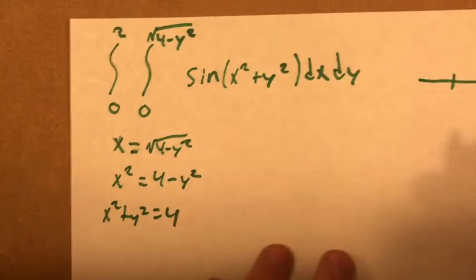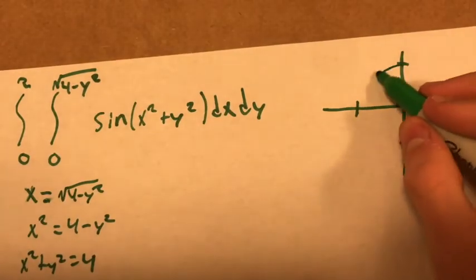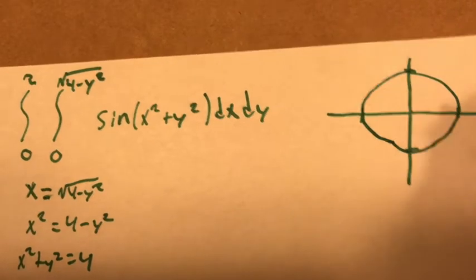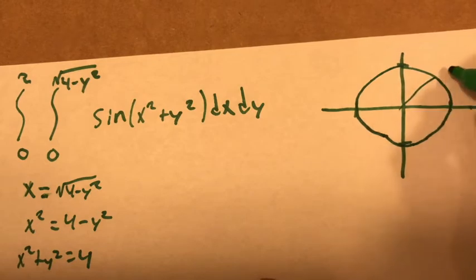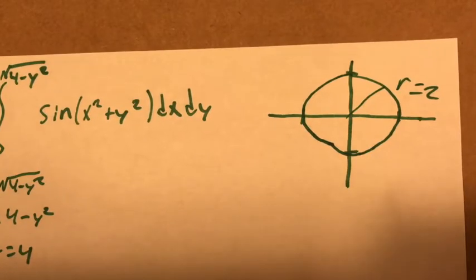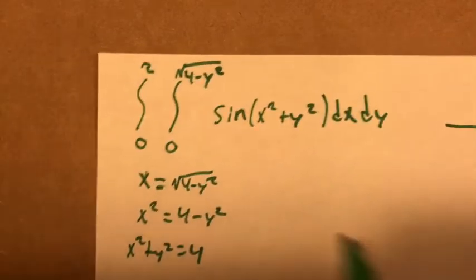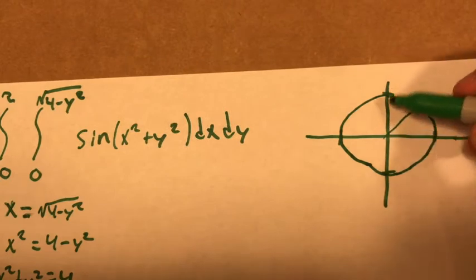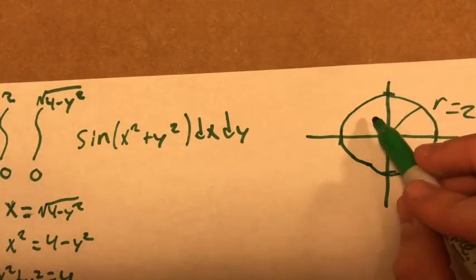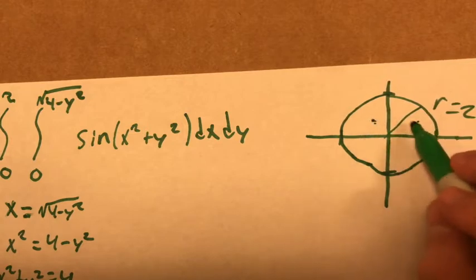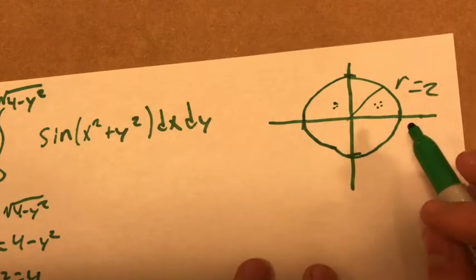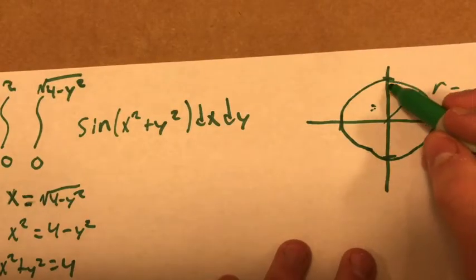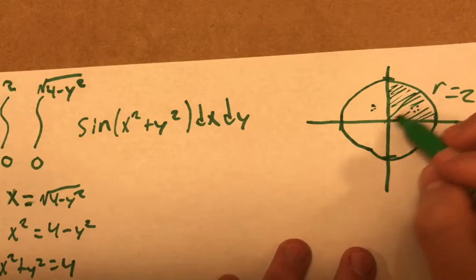So what we found is that this area that we're integrating is somewhere in this circle with a radius of 2. And then when we look at our y bounds, it shows that y is a positive value. So that means that it has to be either of these two quadrants that we're integrating in. And because x is equal to only positive values, that means that this is the region that we are integrating over.